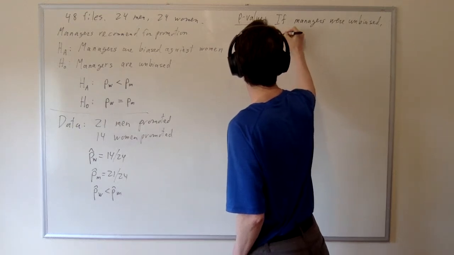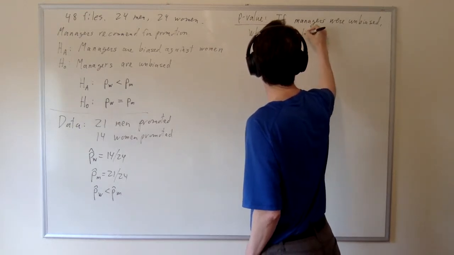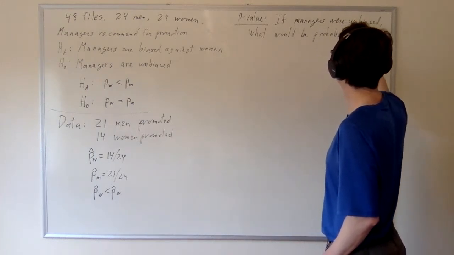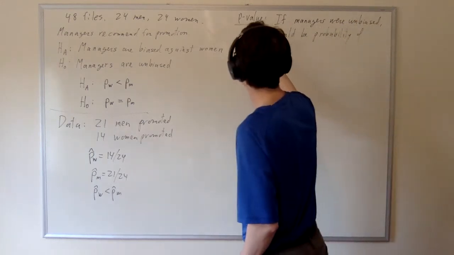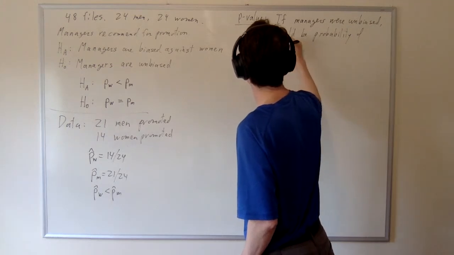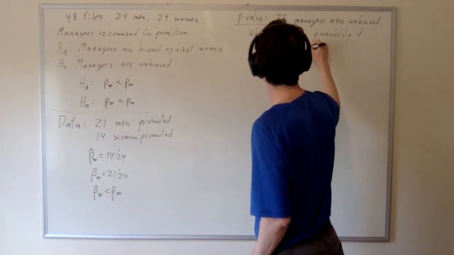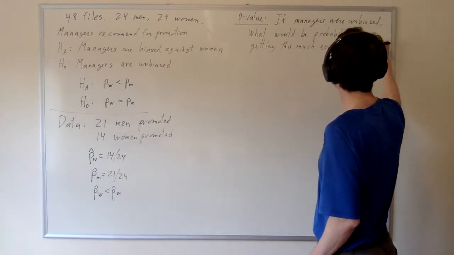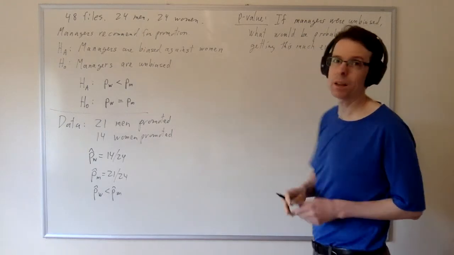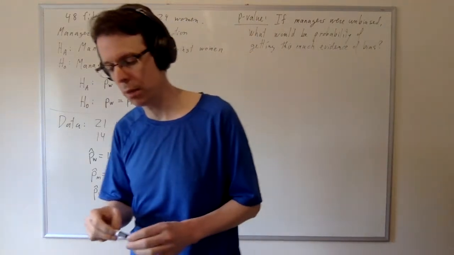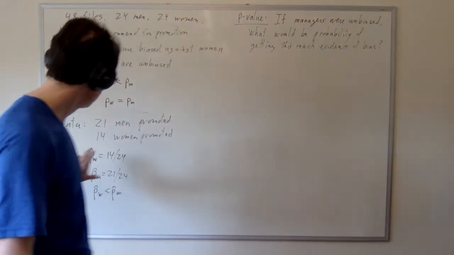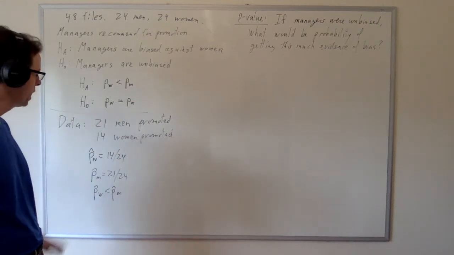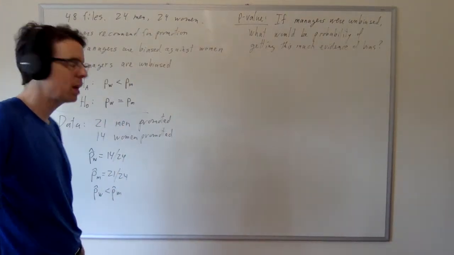So what would be the probability of getting this much evidence of bias? And the fact of the matter is, you could, in principle, get this much evidence of bias, even if the managers were unbiased, right? It could just coincidentally work out that way.